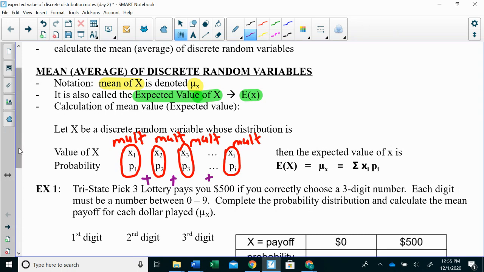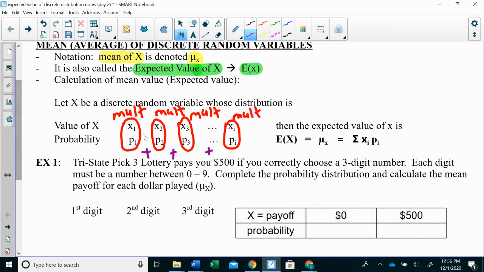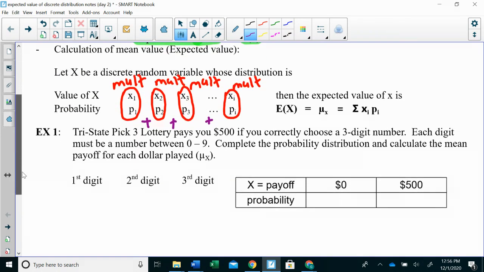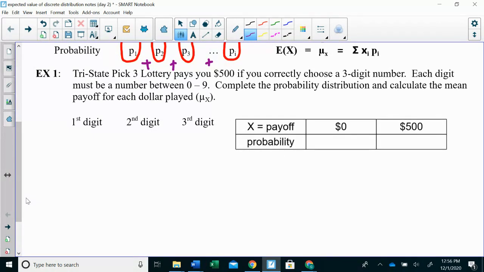Okay. The first example is going to review a previous topic, and then we're going to learn about this new topic. So example number 1, the Tri-State Pick 3 Lottery pays you $500 if you correctly choose a 3-digit number. Each digit must be a number between 0 through 9. So the old topic that we looked at in the previous lesson, the previous videos, how can we use this information to complete this probability distribution table? So here's our probability distribution table. The only two events that we have is we can earn $0 if we lose, or we can earn $500 if we win.